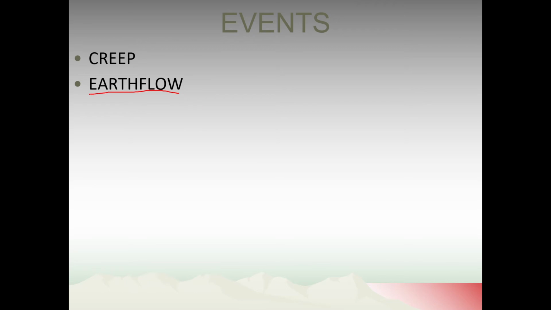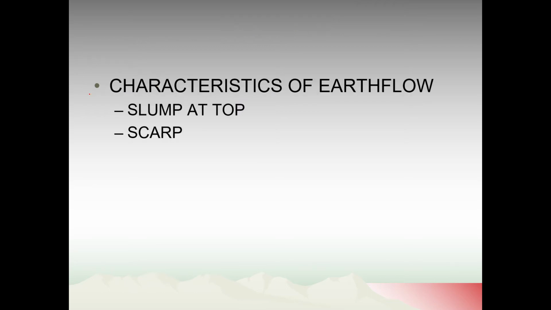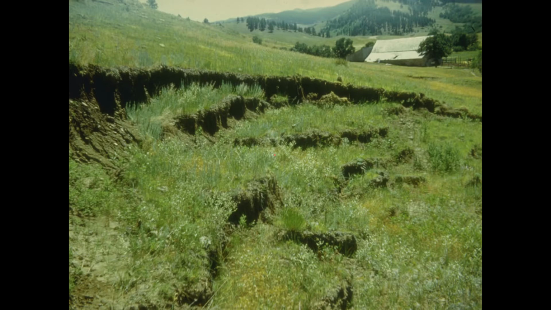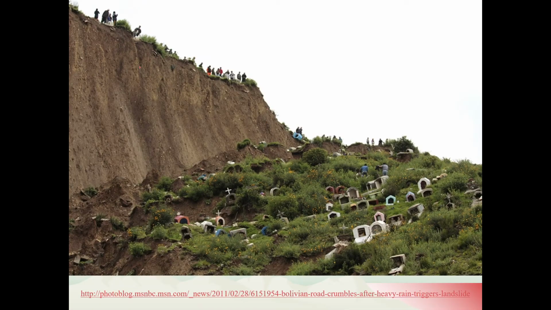So next event, earth flow. You get a slump at the top and then a scarp. So this is one of those first images I showed you. So I guess it is a flow. You get a scarp at the top, and then the rest just kind of shifts down. So the soil is kind of liquefying down here and moving around, but the top is kind of staying in place. Example: so there's that scarp. Extreme example, much bigger event, big scarp, and all this stuff has moved down this way. Would you be standing up here if this had just happened?